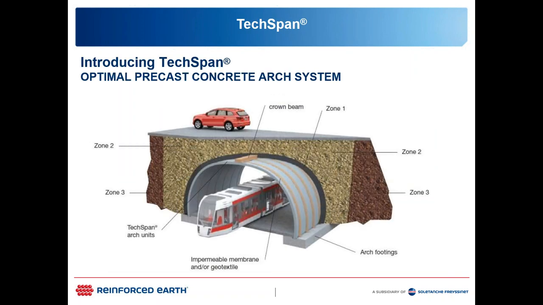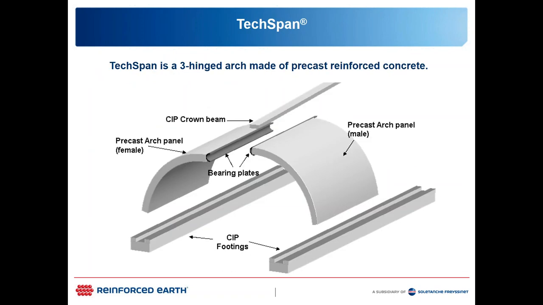So we introduced a product called the TechSpan, which is a two-piece arch structure with a crown beam, which can be used very well along with an MSE type wall. The TechSpan in this case is a two-piece structure with a cast in place crown beam. All our components are precast, but it provides a very sturdy structure to carry very heavy loads.